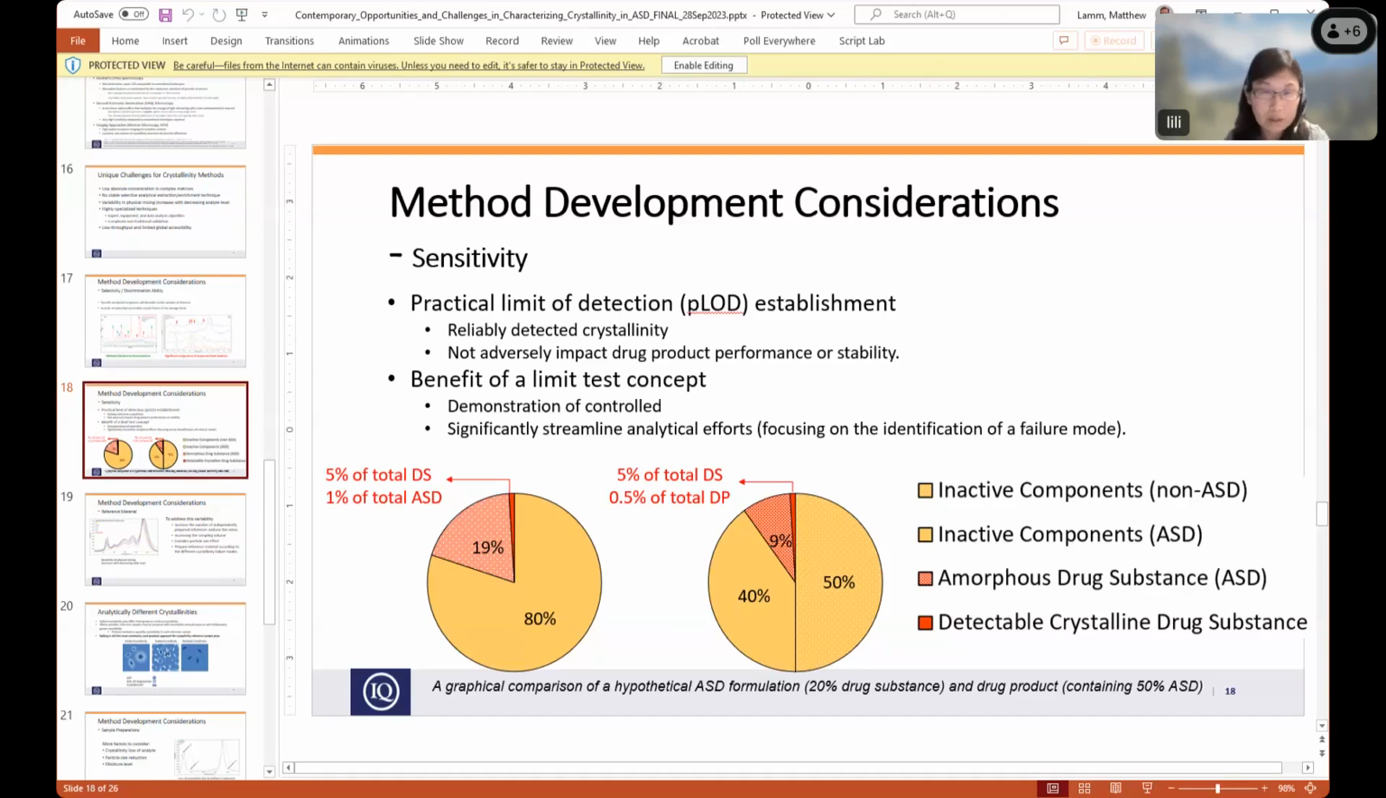So active components will be just the drug substance, either in amorphous form or in crystalline form. So this is what the inactive components is meant. In ASD, the inactive components will be the polymer to make the ASD, but in drug product, it will be the polymer in addition to other drug product excipients for the ASD drug product. Yeah. Great, thanks for clarifying.